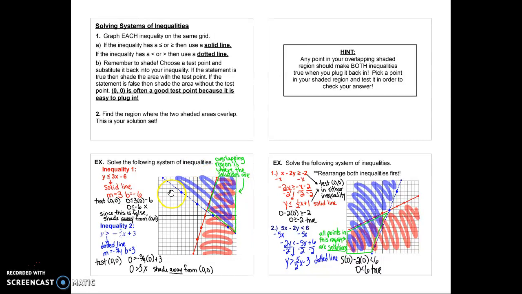Now, if you notice, this region right here is where both of the shadings happen at. I have red and I have blue overlapping. So any point in this region is a solution, right? Any point that I picked out of this region, I could plug into inequality 1 and into inequality 2, and it would make them both true.